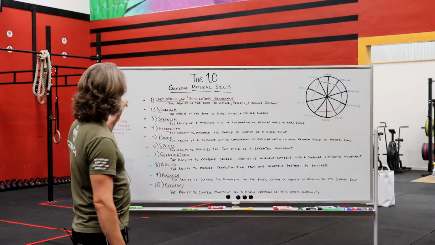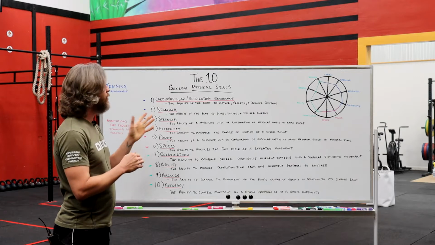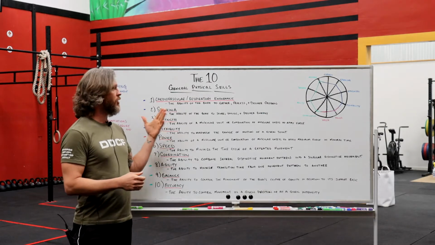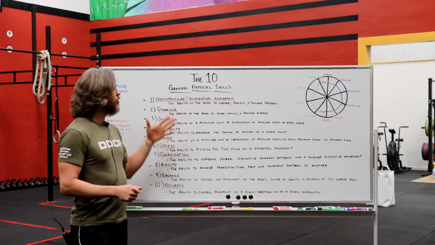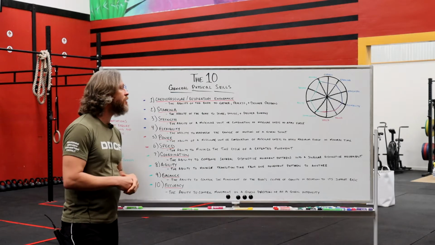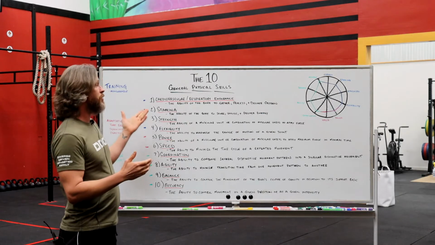Let's get to it. So the first thing we have is cardiovascular respiratory endurance. That's the ability of the body to gather, process, and deliver oxygen. That is obviously a hugely important thing in CrossFit. If you're rowing a 500, if you're running a 5K, you need oxygen to the muscles and to the body. Stamina, the ability of the body to store, utilize, and deliver energy. That's very similar to the other one.